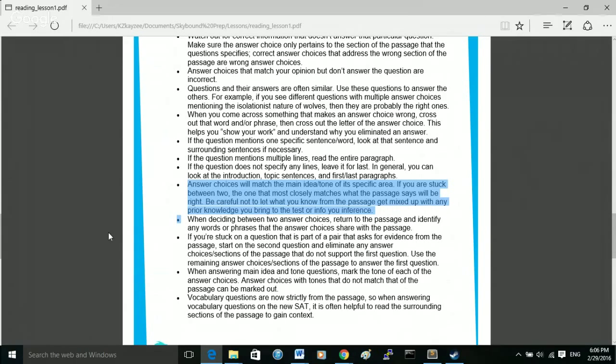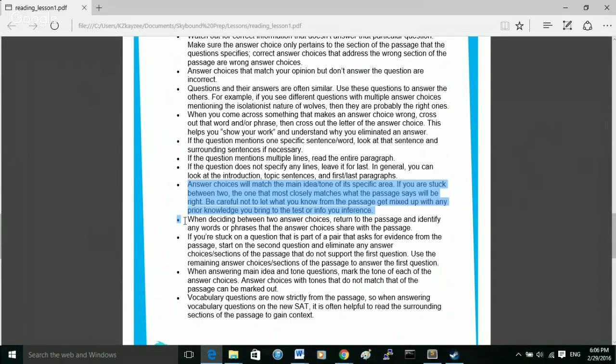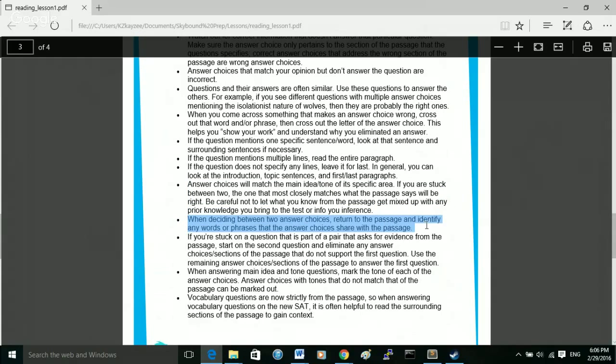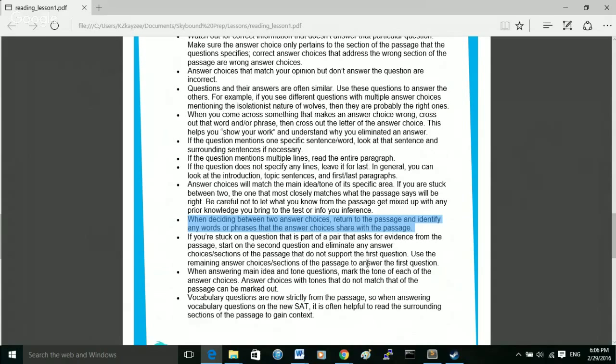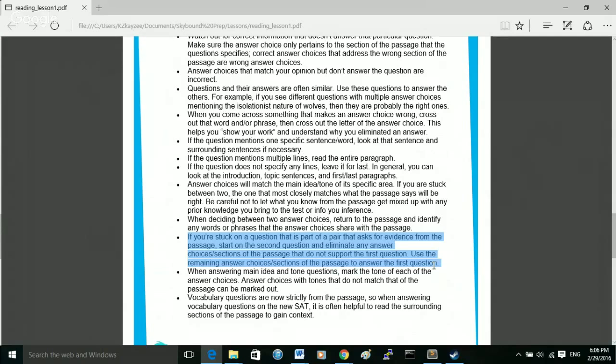Be careful not to let what you know from the passage get mixed up with any prior knowledge you bring to the test or info you infer. When deciding between two answer choices, return to the passage and identify any words or phrases that answer choices share with the passage. If you're stuck on a question that is part of a pair that asks for evidence from the passage, start with the second question and eliminate any answer choices that do not support the first question. Use the remaining answer choices to answer the first question.